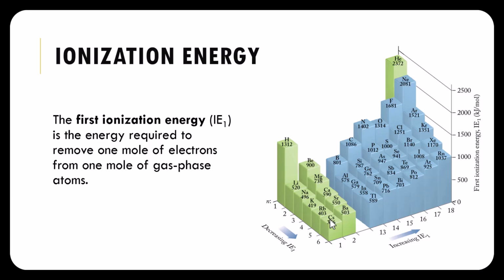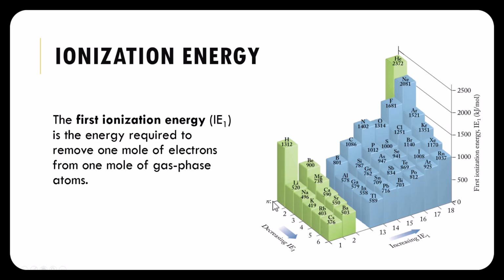Close to the nucleus, a lot more control. Hold on to the electron a little bit tighter. Further away from the nucleus, a lot more susceptible to outside influence. Not as easy to hold on to it. We give it up a little bit easier. So top to bottom, ionization energy decreases.